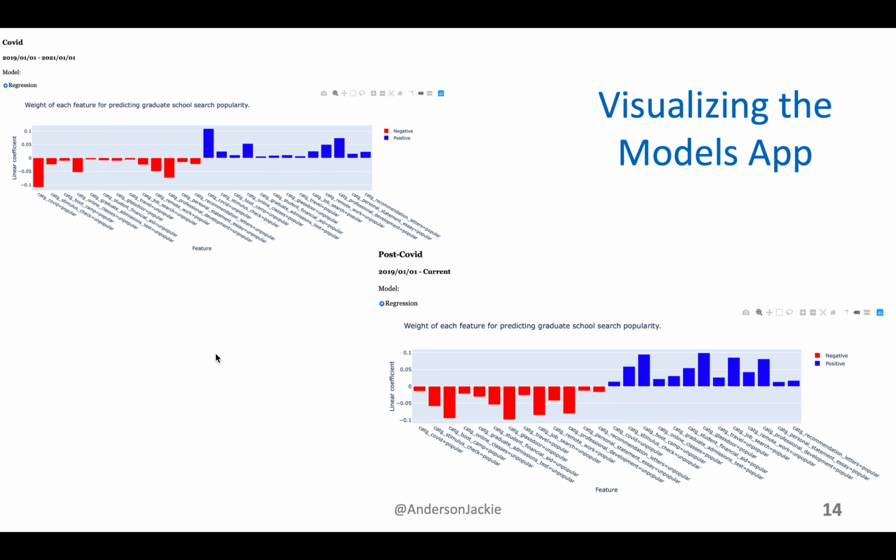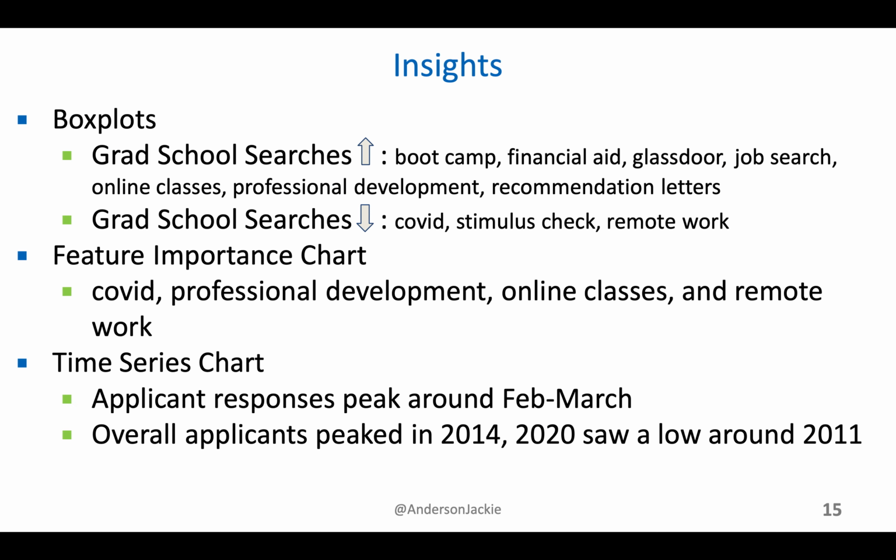So to visualize the models app, we can see that these are the feature importance charts, and again, we have headers and two feature importance charts within the full code.